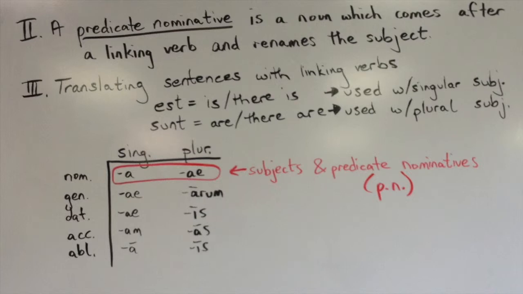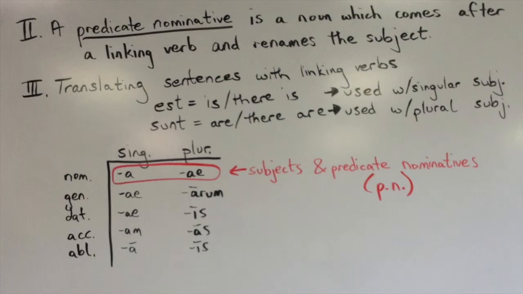Now since the only verbs that we know so far are est and sunt, which are linking verbs, the only line which we're going to have to use from this chart right now is the nominative line. So for now, if we've got singular subjects and predicate nominatives, we'll use that singular a, and if we've got plural subjects and predicate nominatives, we'll use the plural ae.